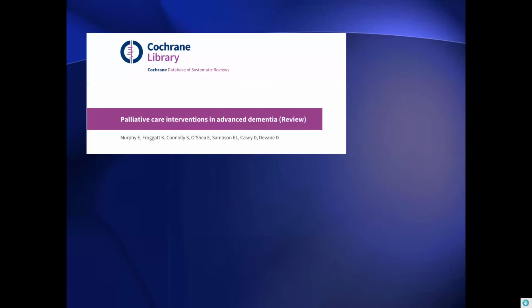And here's an example within a review where you wonder who's guiding the decisions around what outcomes should be measured. So here's a review by colleagues and I around palliative care interventions in advanced dementia.